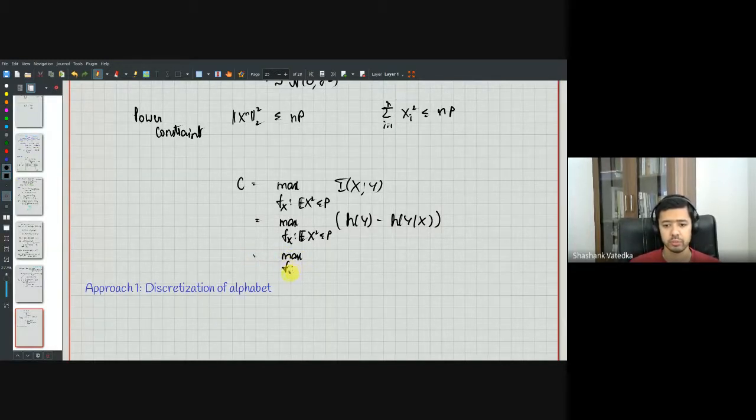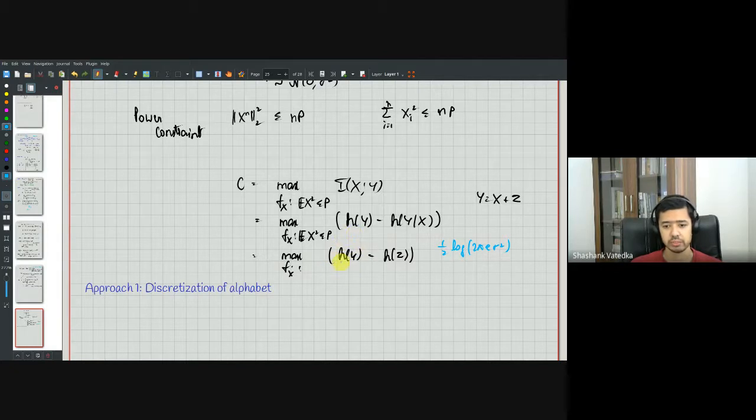which is the maximum over all f_X for which the constraint is satisfied, of h(Y) minus, what is h(Y given X) equal to? h(Z). Correct. So it's h(Z), right? And we know exactly what h(Z) is. It is half log 2 pi e sigma squared, right?